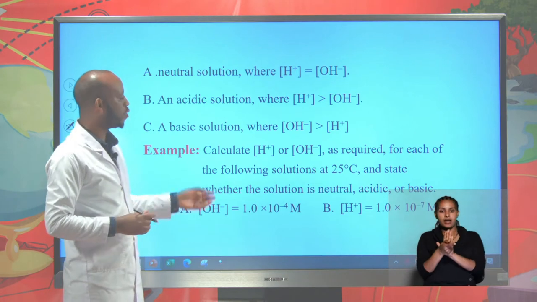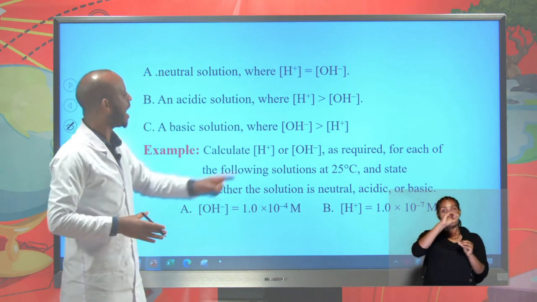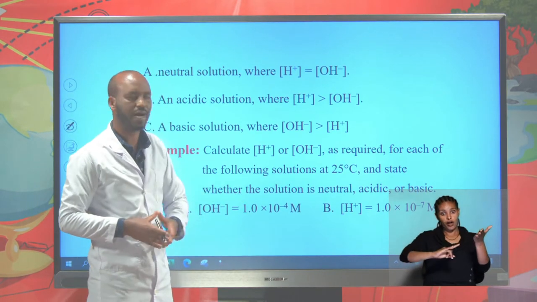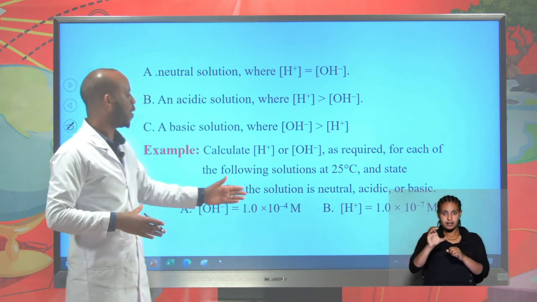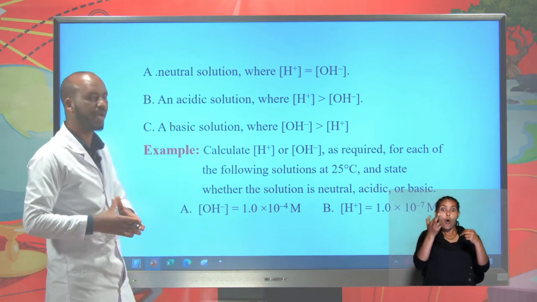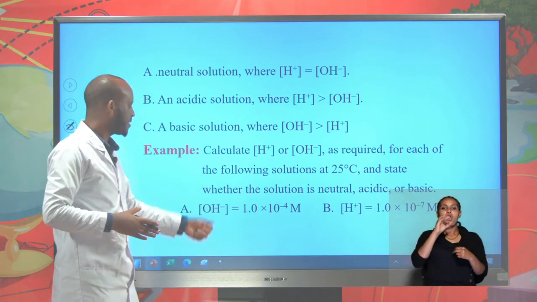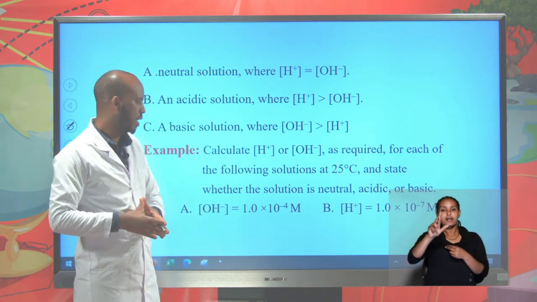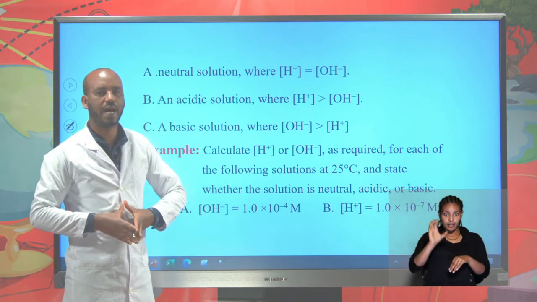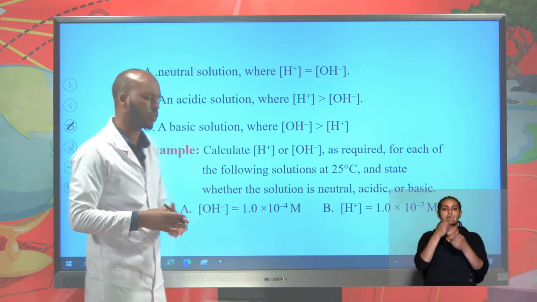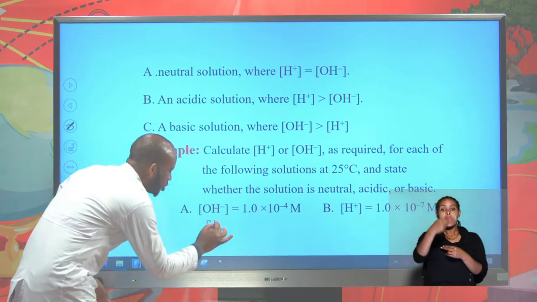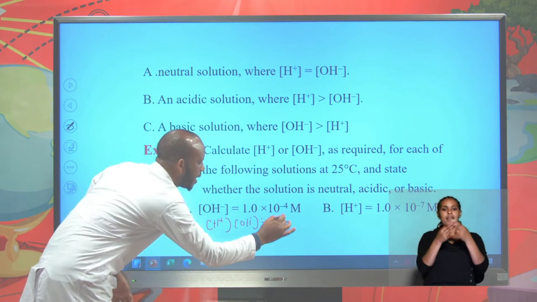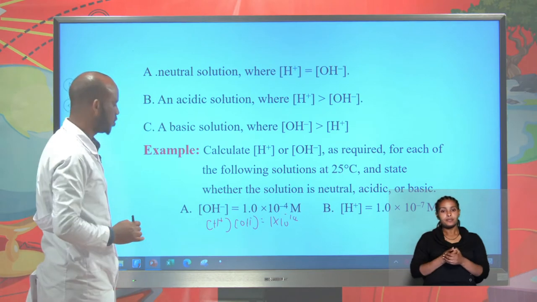For example, calculate hydrogen ion concentration and hydroxide ion concentration as required for each of the following solutions at 25 degrees centigrade and state whether the solution is neutral, acidic or basic. A. OH minus concentration is 1 times 10 raised to minus 4 molar. Students, at 25 degrees centigrade, ion product of water equals 1 times 10 raised to minus 14. Therefore, H plus concentration times OH minus concentration equals 1 times 10 raised to minus 14.